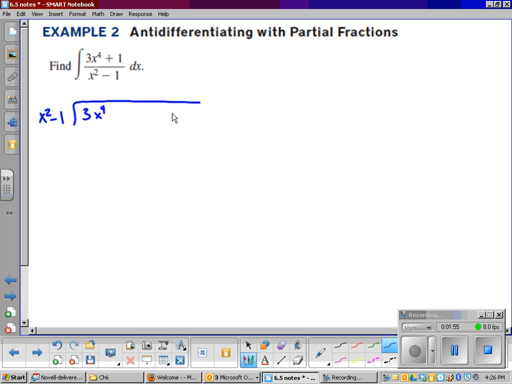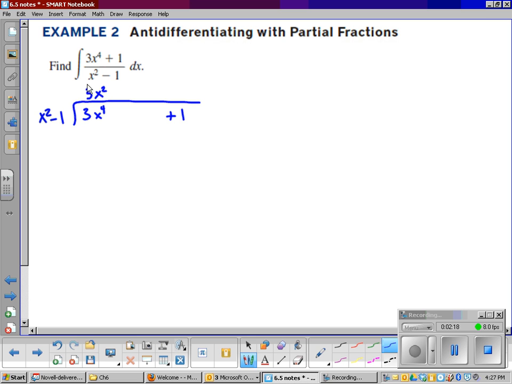We do need some placeholders here. I'm not going to specify what they are, but since we're missing a whole bunch of exponents there, just leave some space for your like terms when you do the division. Just as a review, we're going to take this first term and we want to make it look exactly like this. So I ask myself, what do I need to multiply by x squared to get 3x to the fourth? And I'm going to need 3x squared.